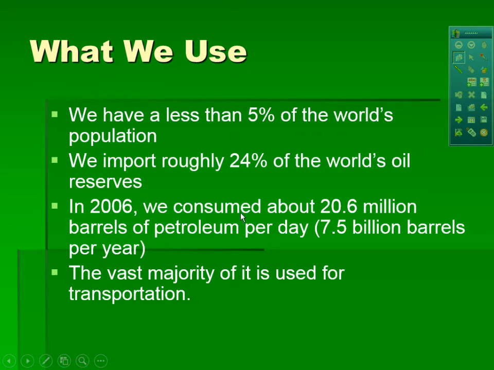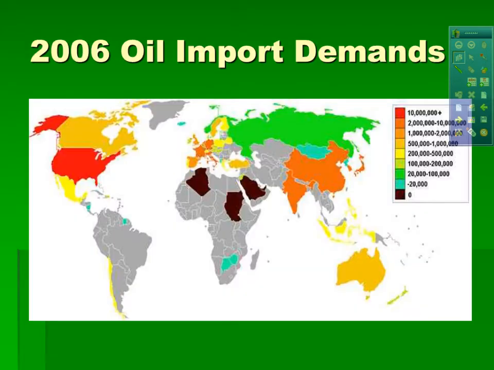The U.S. has less than 5% of the world's population of people, but we use almost a quarter of the oil reserves in the world. So we are very high on the scale in oil and fossil fuel use. In 2006, it was about 20.6 million barrels per day. So that's about 7.5 billion per year. Most of what we're using it for is for transportation.